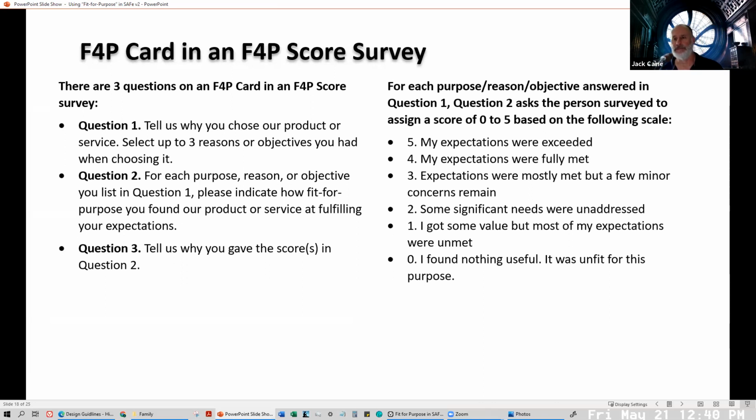Okay, so for each purpose, reason, objective answered in question 1, question 2 asks the person surveyed to assign a score of 0 through 5 based on the following scale. 5, my expectations were exceeded. 4, fully met. 3, mostly, but there were some concerns. 2, significant things unaddressed. And 1, I got some value, but most was not met. And 0, I found nothing useful. It was unfit for this purpose.